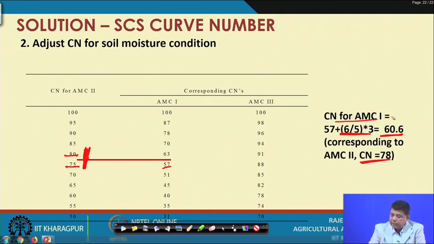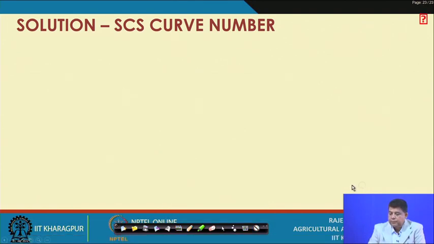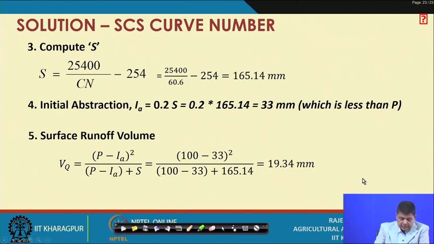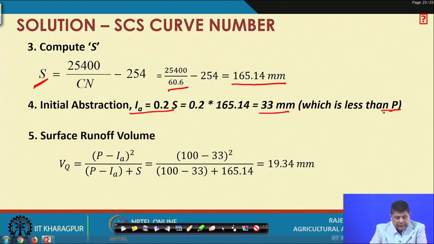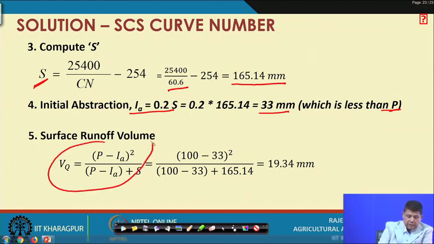The curve number for AMC 1 is 60.6, and thus we can now estimate the value of S by putting curve number 60.6, as 165.14 mm. Initial abstraction 0.2 S will be 33 mm, which is less than P. Finally, all the estimated values we can put in this equation, because the value of P is 100, IA we have estimated as 33, and S we have estimated as 165.14.